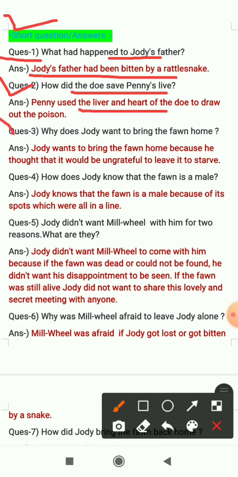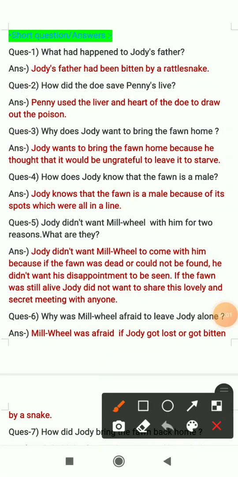Question number 3 is why does Jody want to bring the fawn home? So answer will be Jody wants to bring the fawn home because he thought that it would be ungrateful to leave it to starve. So Jody's father has killed the mother of the fawn to save his life. So that's why Jody wants to bring the fawn home, because he was thinking at that time that it would be very ungrateful to leave that kid to starve. Starve means die due to hunger.